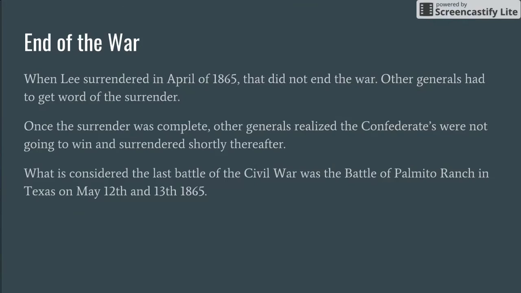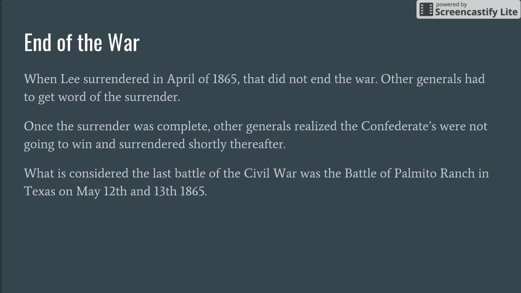All right, the end of the war. Lee surrendered in April of 1865, but that didn't end the war. You have to understand, it's not like today where you can just pick up a radio or a cell phone and say, hey, it's over, we're done. It took time for the message to get to the Union and Confederate forces, especially places down in the deep South or far out west.